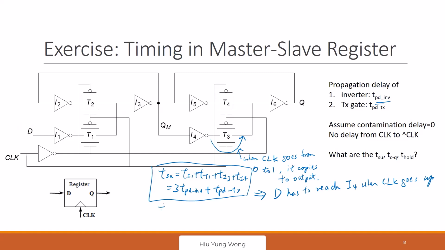How about the hold time? Can someone tell me how long the D has to hold? For example, I try to copy 1, right? The 1 propagates all the way to here, and then the clock comes up, I copy. Once the clock goes up, do I need to hold this at 1 for some longer time so I can copy successfully? Do I need to hold it? Any idea?